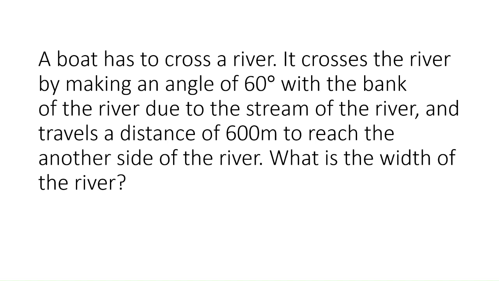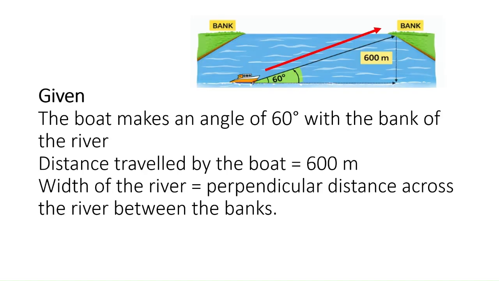Okay, so here we are solving a boat's problem, right? So what is the boat doing? As it is crossing a river, and the stream of the river is there, that is why it is making an angle of 60 degrees with the bank of the river. Okay, and it travels a distance of 600 meters to reach the other side of the river. So we need to find out the width of the river. That's it. We are going to find the width of the river. Right? Yes. Now, here what is happening?